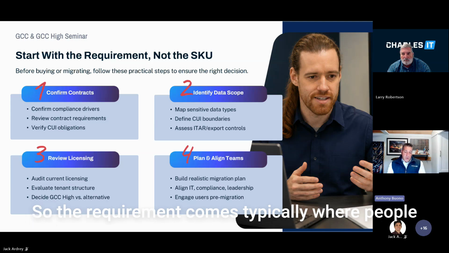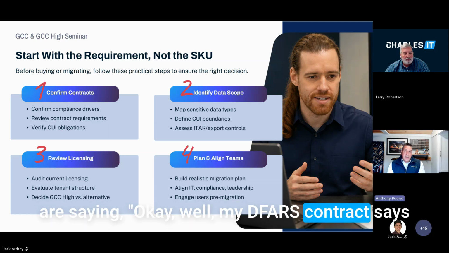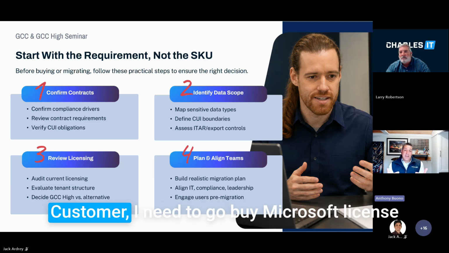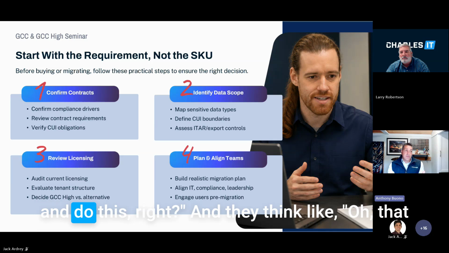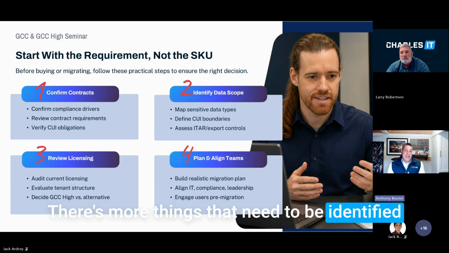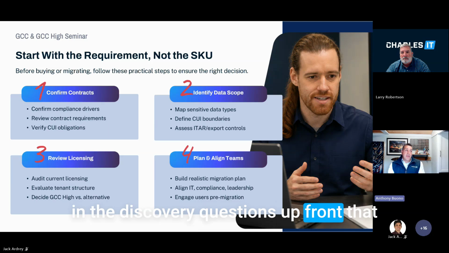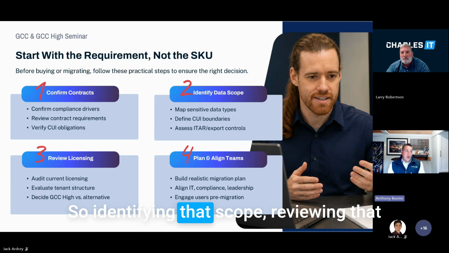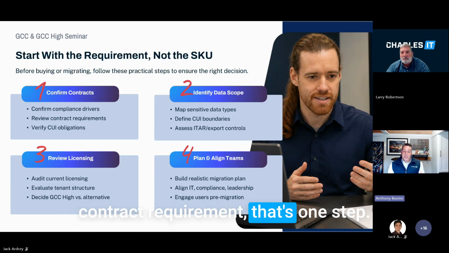So the requirement comes typically where people are saying, okay, well, my DFARS contract says I need to have this. So, hey, Mr. Customer, I need to go buy a Microsoft license to do this, right? And they think, oh, that answers the question. Well, that's not just that. There are more things that need to be identified in the discovery questions up front that actually help understand where they need to go. So identifying that scope, reviewing that contract requirement, that's one step.